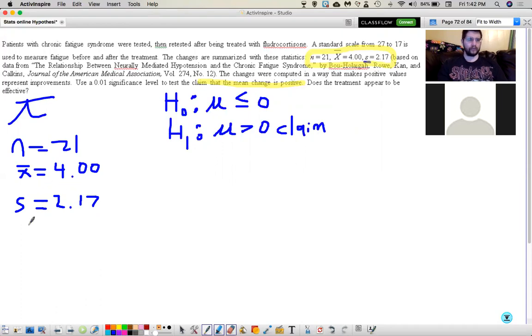All right, alpha, what's that? In this case, 0.01. So we got all the information. Now we're going to calculate the test statistic.